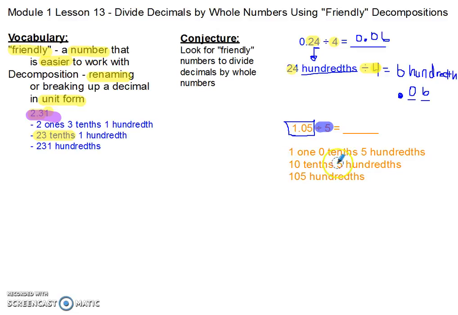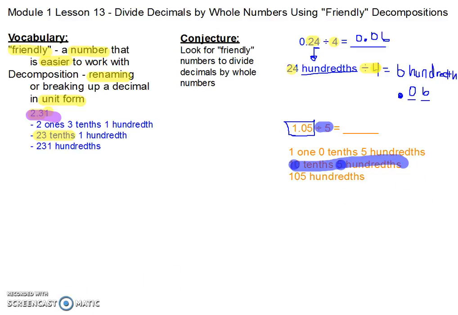Here I have 10 and 5. Oh, that's really easy because 10 I can easily divide by 5, and 5 I can easily divide by 5. So that's looking like the best one so far. 105, I could do that, but it might take a little bit longer than this one. So my winner, and the one that I'm going to use, is this 10 tenths and 5 hundredths.